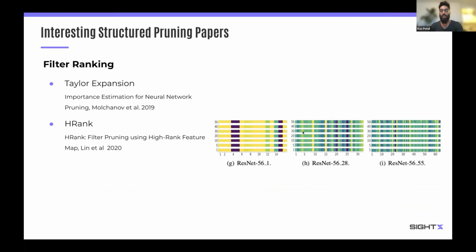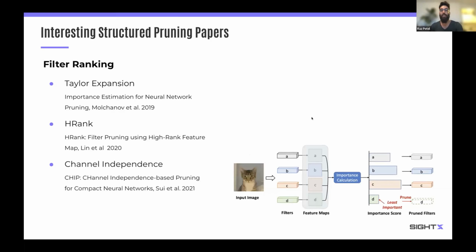So these two methods were really about each individual feature map. And channel independence is more about the hypothesis of how can I be sure that I'm not pruning a unique feature map. So instead of calculating the importance of a channel in and of itself, I'm going to take all the channels within the layer and measure how the respective channels are behaving in relation to each other.